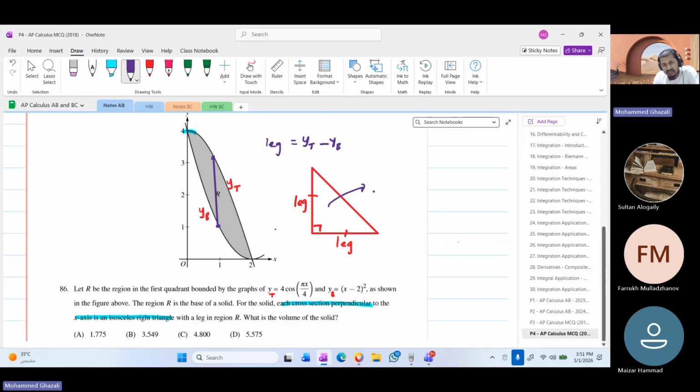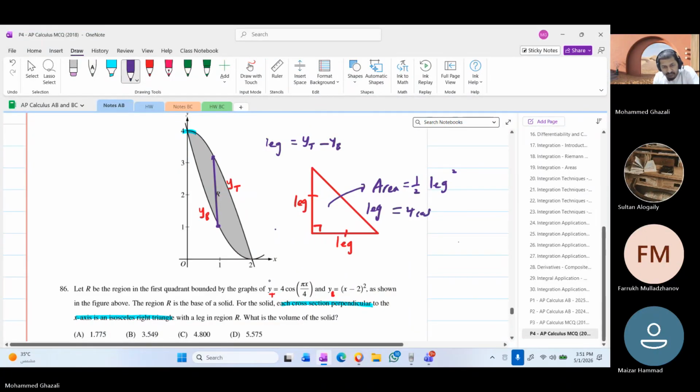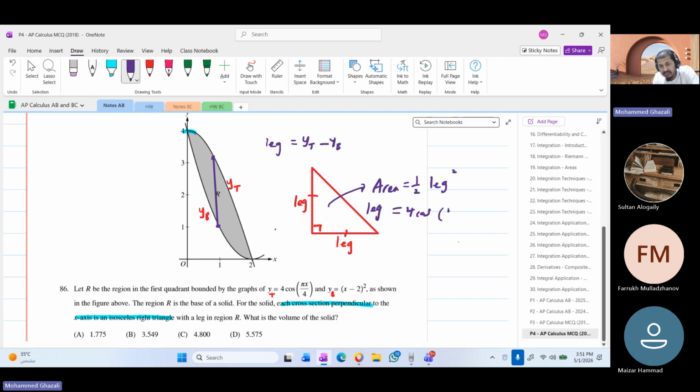Now, what's the area of this? Area is equal to half. What's the base and the height? The leg and the leg. Half leg squared, sorry. So basically the leg is equal to the top graph, which is 4 cos pi x over 4, minus x minus 2 squared. Right, so you've got to square this entire thing here to find the volume.